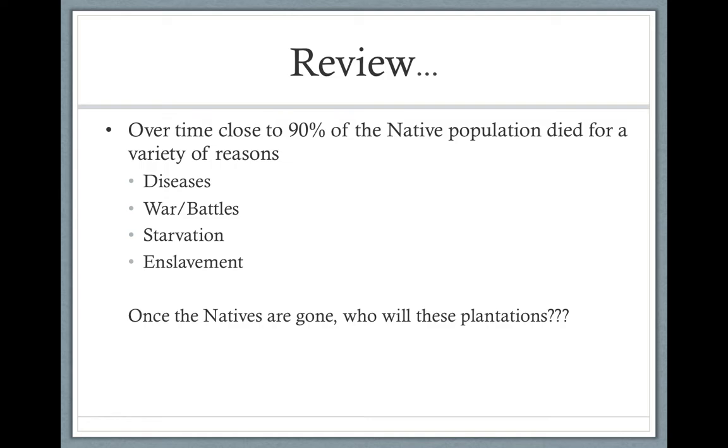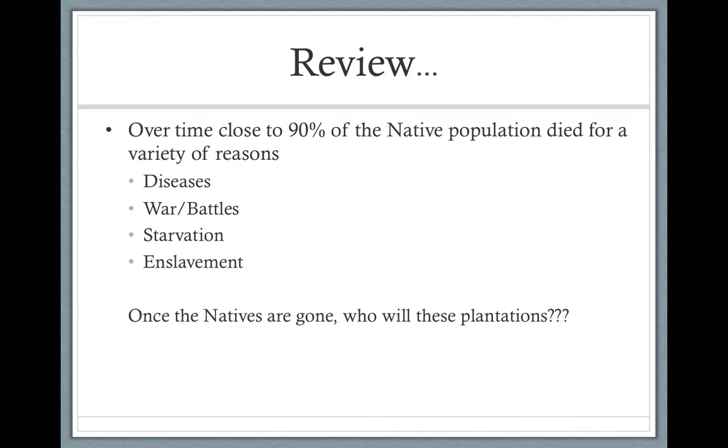Over time, close to 90% of the native population will die for a variety of reasons. Diseases that are brought to the New World by the Europeans. The natives don't have the immune system to fight off the diseases the Europeans bring over. We also see many die in battles or war against the Europeans, as they try to fight back against these strangers coming to take their land.